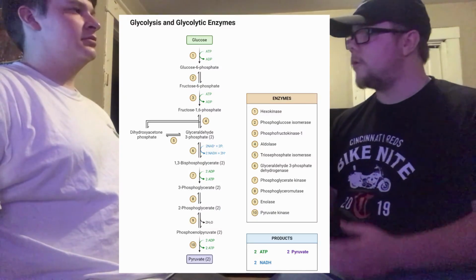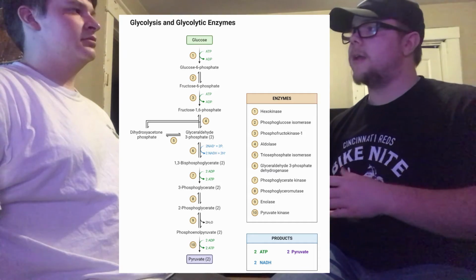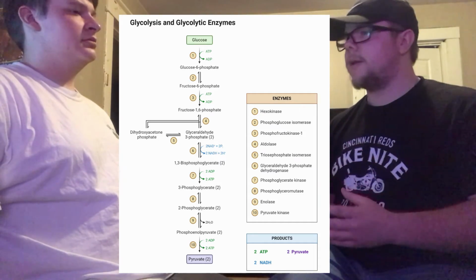So now that we've gone through and talked about how it gets broken down, could you explain to me how the body gets energy from this process? We see in glycolysis, it actually uses up 2 ATP before it even makes ATP for the body. It uses up 1 ATP in steps 1 and 3. Now in steps 7 and 10, it actually gives us back a total of 4 ATP, which would be a net gain of 2 ATP for the body.